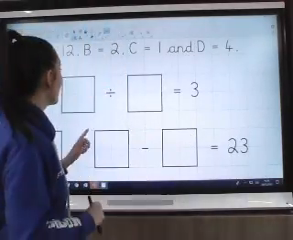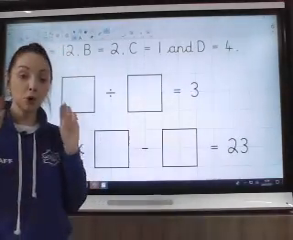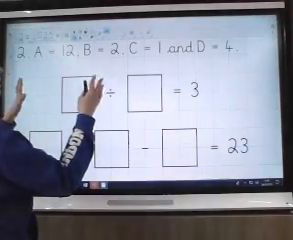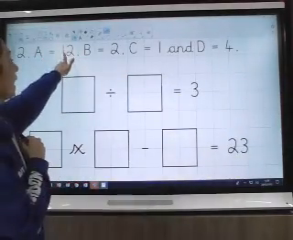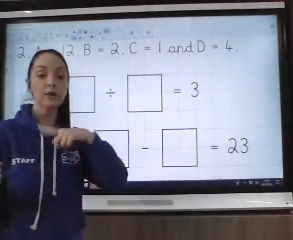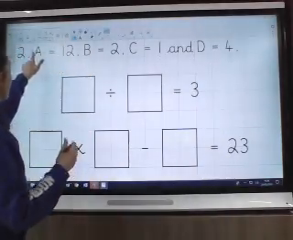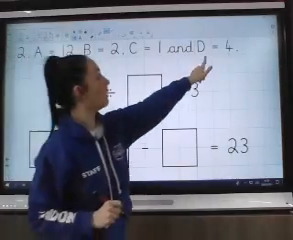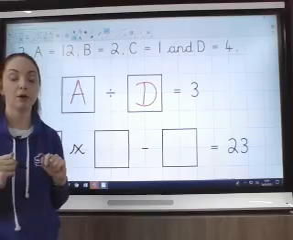Okay, so I've got something divided by something equals 3. I'm almost at the moment going to forget about the letters. I'm going to look at my numbers and think what divided by what would equal 3. Okay, so I've got 12 here and I've got 4. And I know that 12 divided by 4 equals 3. Okay, so 12 is A. So A is going to go in my first box. And 4 is D. So D is going to go in my second box.